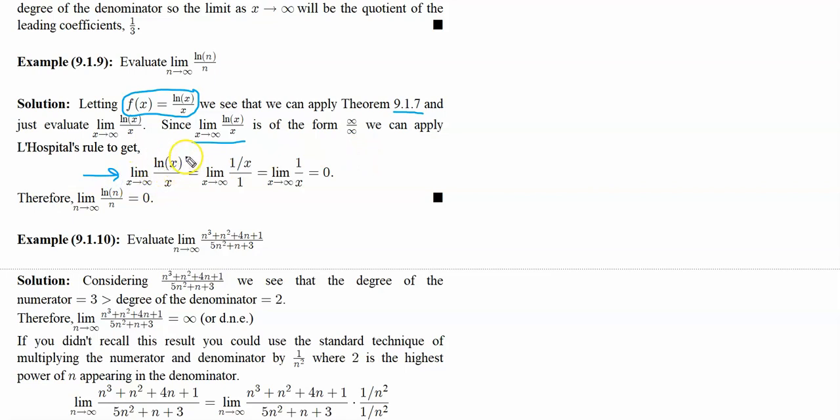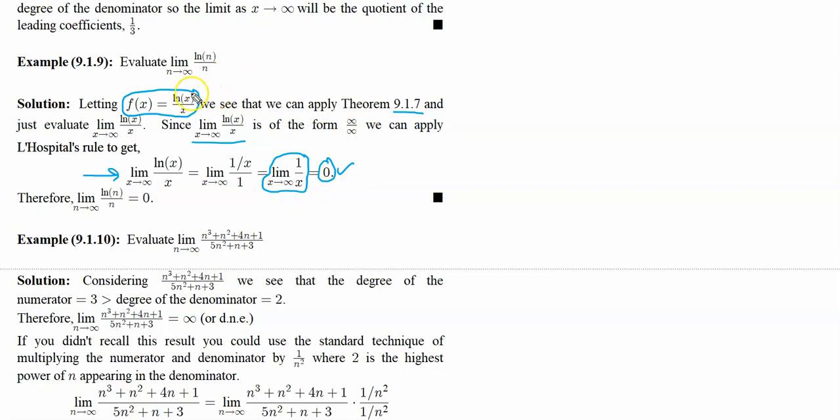So you see we take the derivative of the top divided by the derivative of the bottom, 1 over x over 1. This simplifies as 1 over x, right? And then as x goes to infinity, this is perfectly fine to evaluate. You don't apply L'Hopital's rule again, and you get 0 as your answer. 1 divided by a very, very large number is 0. Okay, and that's your answer. And that's all you have to do for this one.